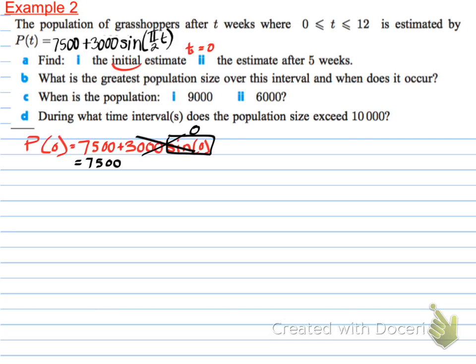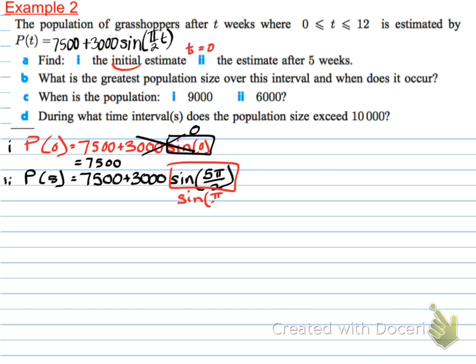Now, the second question is going to be similarly easy in that we're going to plug in 5 for 5 weeks. But this will be a little bit more work to think about. Sine of 5 pi over 2 is not on our unit circle, but there is a coterminal angle. Sine of 5 pi over 2 has the same sine as sine of pi over 2. So these two angles have the same sine, and that sine is 1, because on the unit circle, sine is 1 at pi over 2. So this will just be 7500 plus 3000, because 3000 times 1 is just 3000. The answer here is 10,500 grasshoppers.